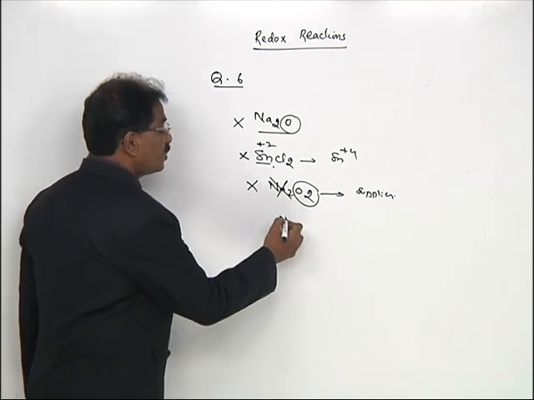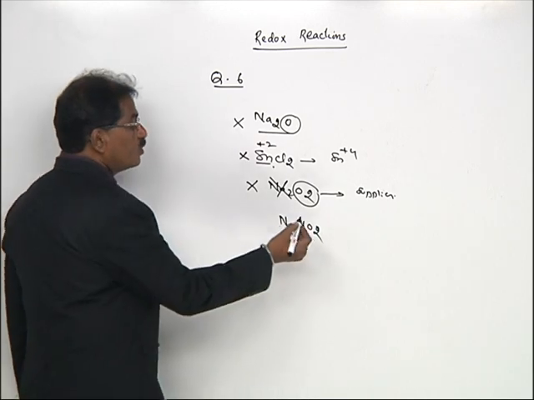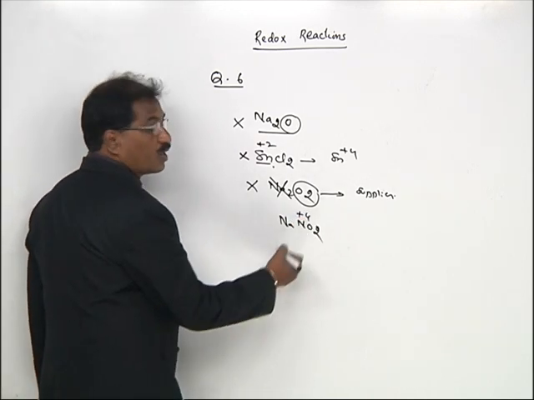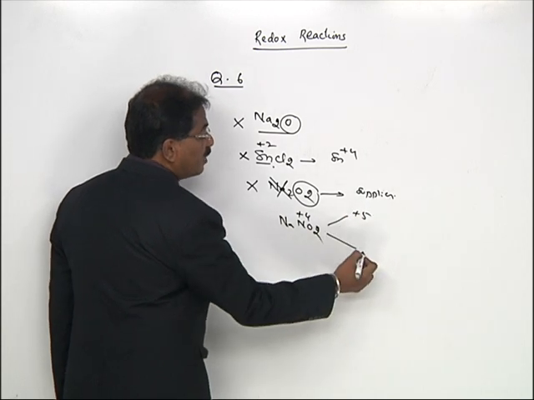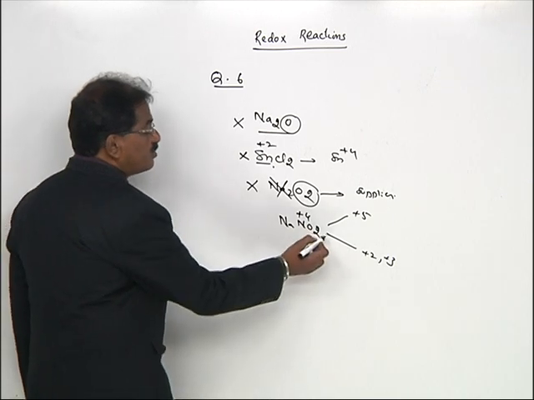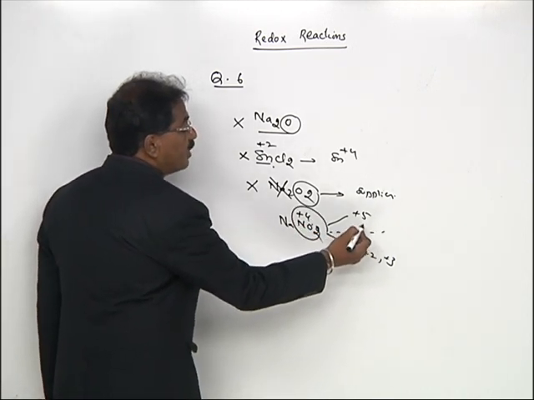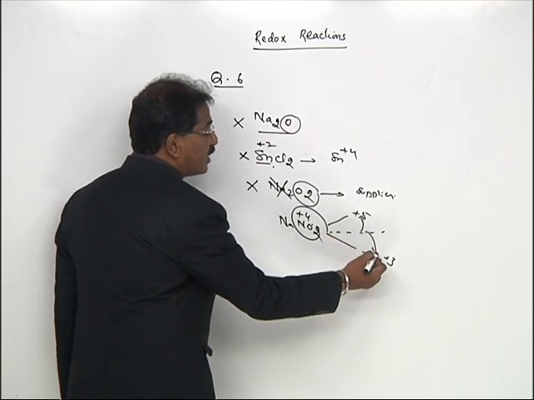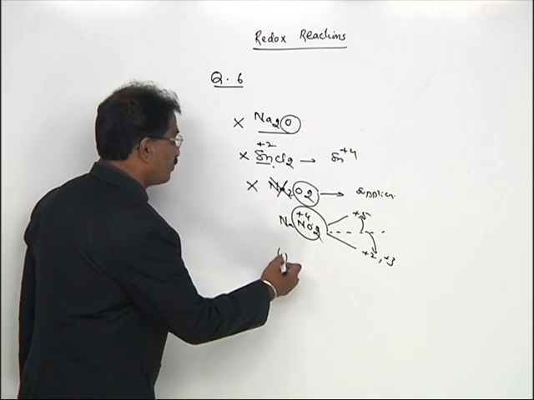Next, in the fourth option, they have given NaNO2. Here in this NaNO2, nitrogen is in the +3 oxidation state. Therefore, either it can go to the +5 oxidation state or it can go to a lower oxidation state. Since nitrogen is in one of the intermediate oxidation states, it can either act as an oxidizing agent or as a reducing agent. Hence, the option is 4.